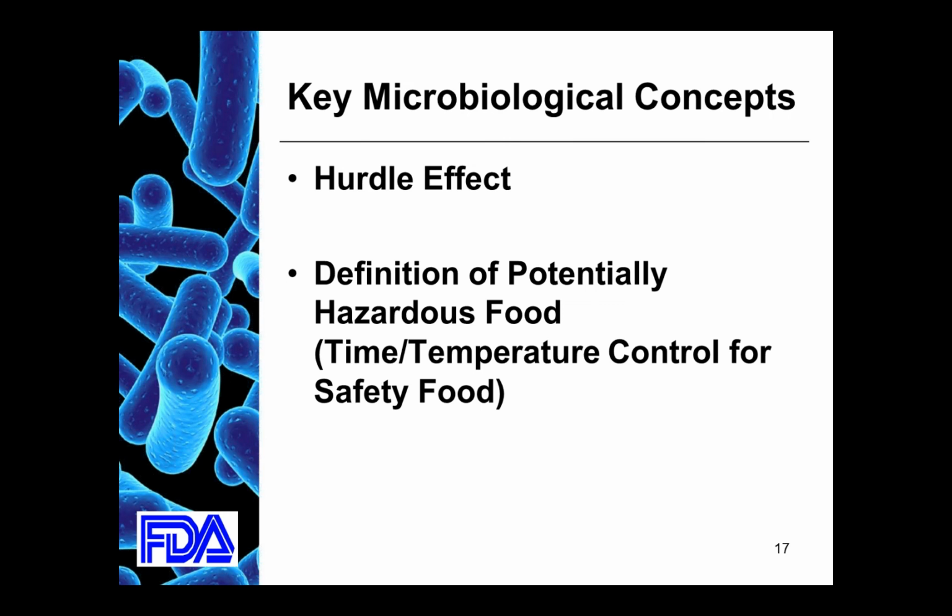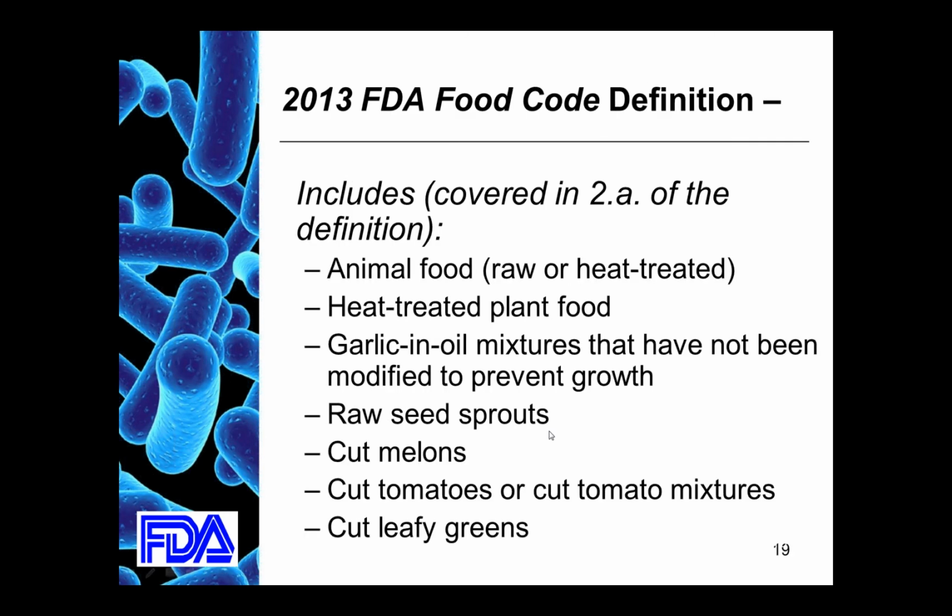I also want to talk about the definition of a potentially hazardous food, which we now refer to as TCS, or time temperature control for food safety. It essentially means what products need temperature control to be safe. And so what you'll see in the definition of the 2013 Food Code is that it means a food that requires time temperature control for safety to limit pathogenic microorganism growth or toxin formation. So we have to have time or temperature control for these foods.